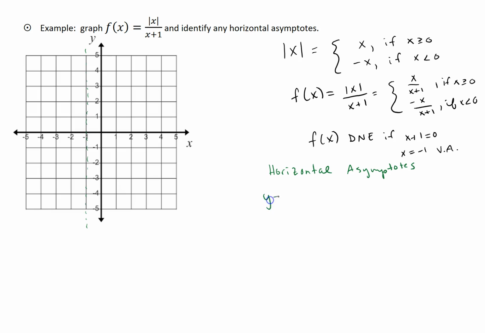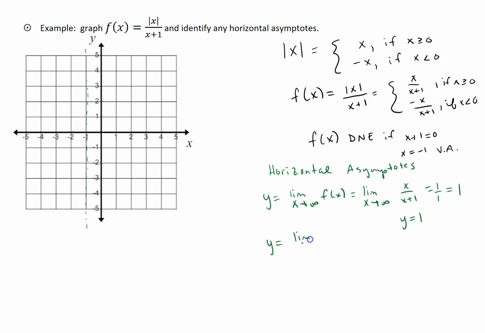So I'm going to have y equals the limit as x approaches infinity of f of x. And as x approaches positive infinity, those are definitely going to be numbers that are greater than 0. So this is the limit as x approaches infinity of x over x plus 1. Notice they have the same degree, so that's going to be 1 over 1, or 1. So we have a horizontal asymptote at y equals 1 on the right.